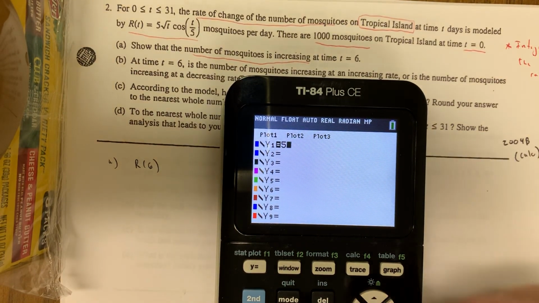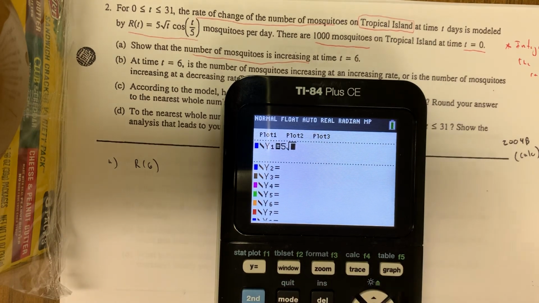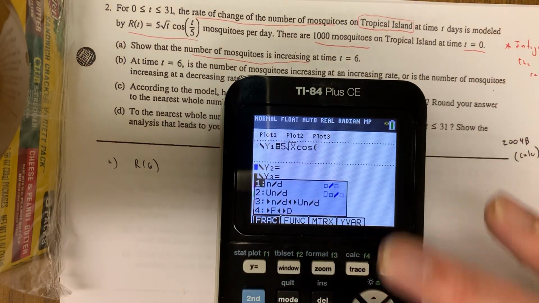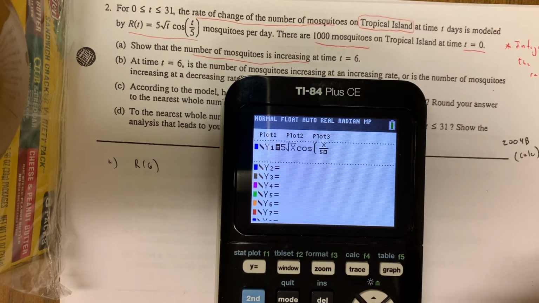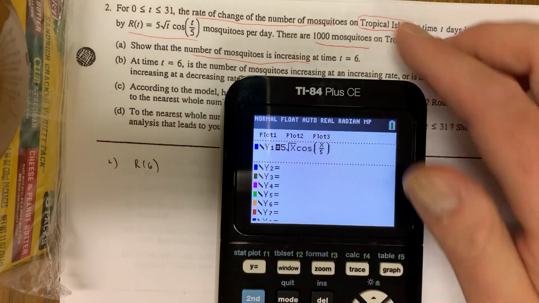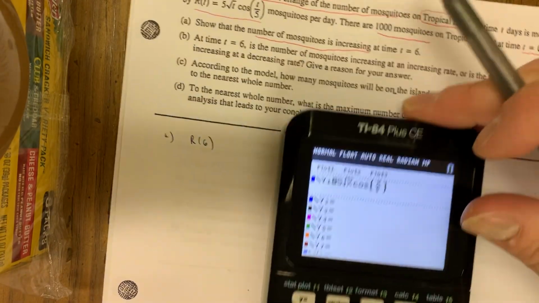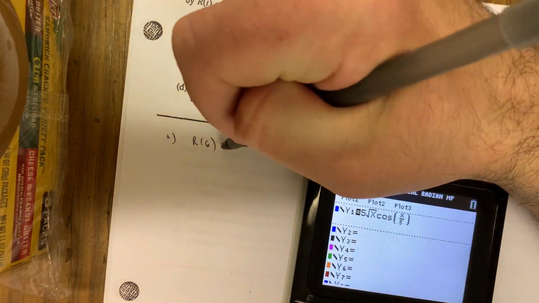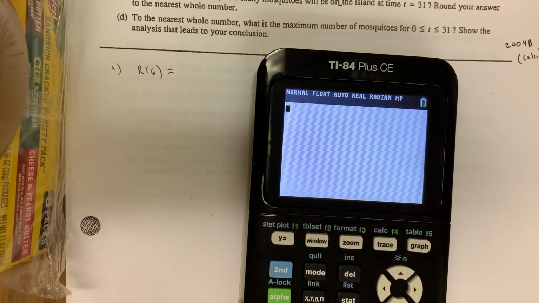Okay, so here we have 5. You'll see some nasty types of functions with the calculator, obviously. Radical T, so radical X in the calculator. Now we got cosine of the quantity T over 5, so X over 5. Okay, I'm going to take this thing, and I could easily numerically evaluate a derivative on my calculator. Okay, we go to the quit screen.